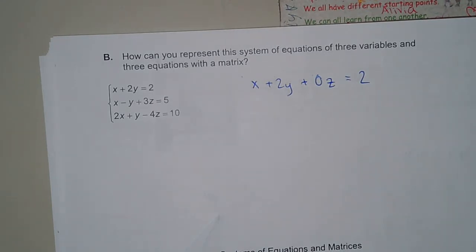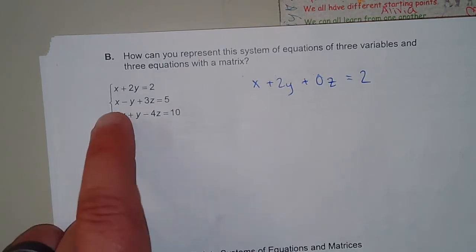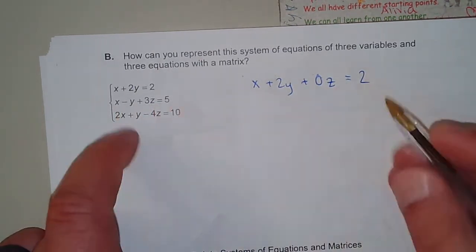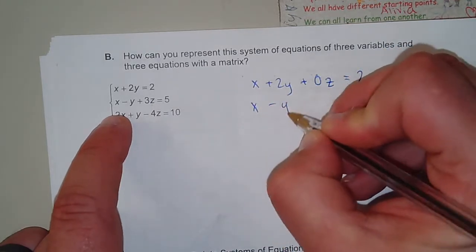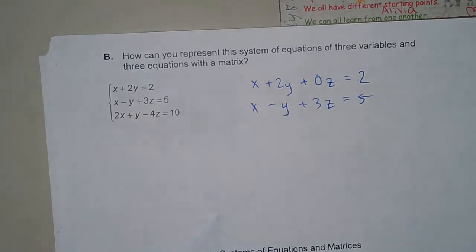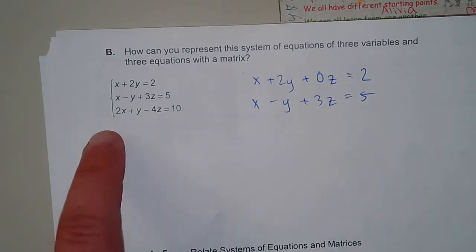So I'm just going to rewrite these so that it's in a clean format for me to see what the matrix is going to be. This one's perfectly fine. We got x, y, z, and a number. So x minus y plus 3z equals 5. So now those two are good. They're in standard form. But actually, this one is too.